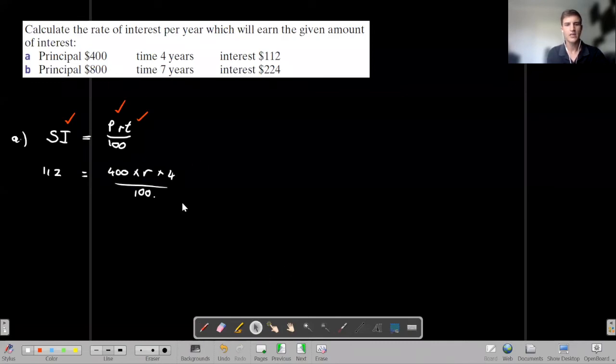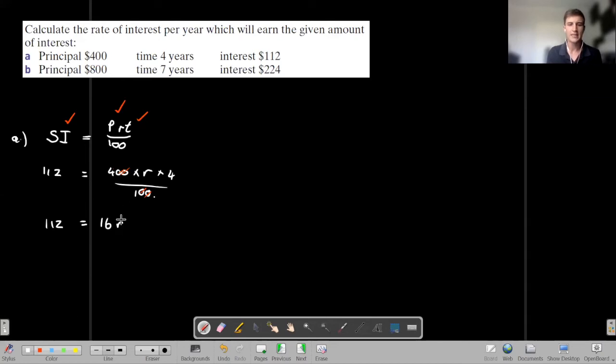Immediately we can try to simplify, because we're solving for a variable, so let's see if we can simplify anything. These two zeros will cancel out, remember, so we have 400 divided by 100, that would just cancel out. And then we are left with 4 times 4. Remember, numbers times numbers, letters times letters. So essentially, we are left with 112 is equal to 16R.